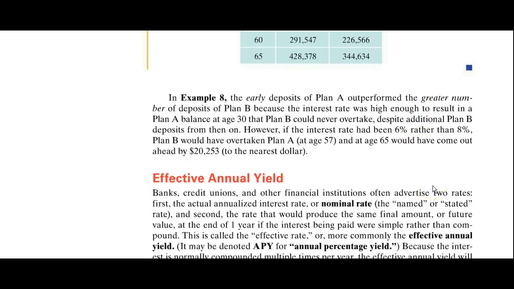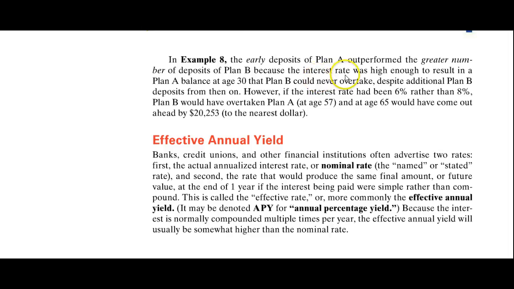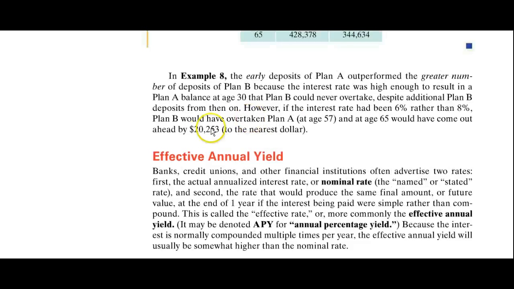So here they're showing it. Take a moment to read that. I think this is important, that the reason was because of that 8%, that the doubling time was much shorter. Had it been at 6% rather than 8%, then Plan B would have overtaken by over $20,000. So again, it depends on the interest rate of what you're getting.